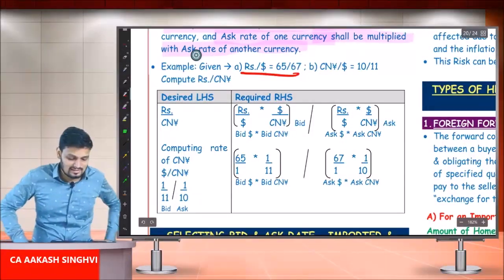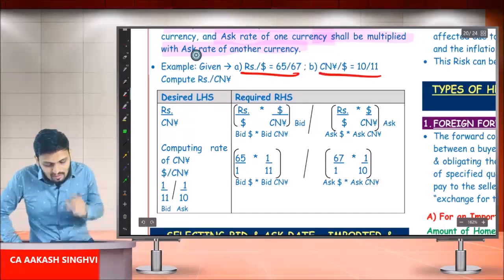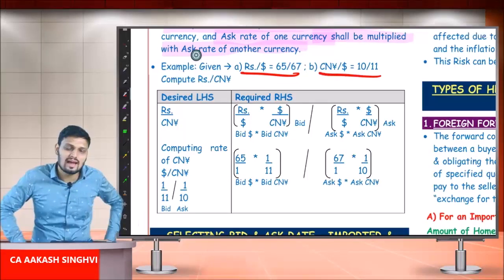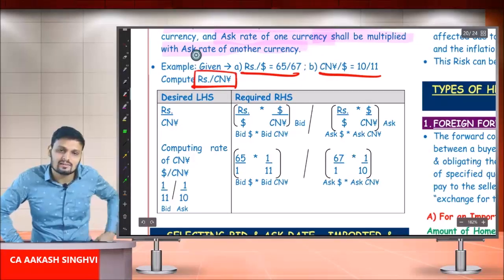Now let us try to find out here. Rupees per dollar is given as 65/67. Chinese yen per dollar is given as 10/11. You have to compute rupees per Chinese yen.